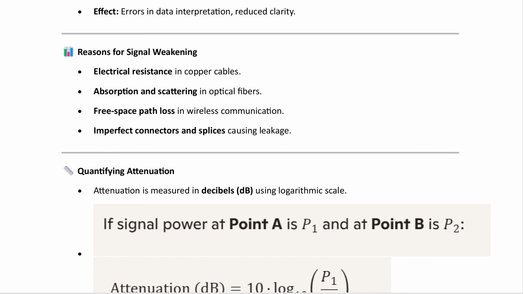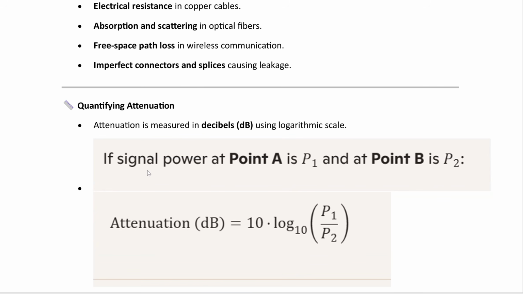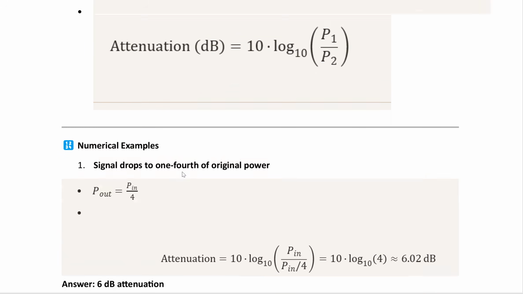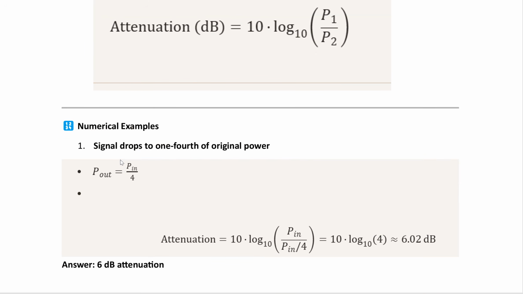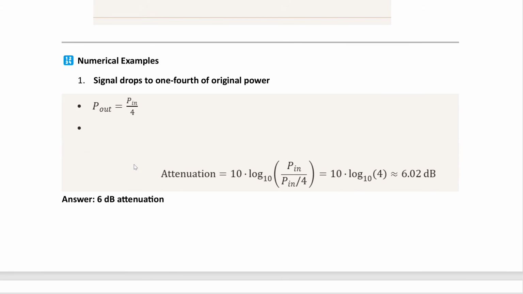Now, quantifying attenuation: attenuation can be measured in decibel using the logarithmic scale. So, if the signal power at point A is represented by P1 and at point B is P2, attenuation in decibel is equal to 10 log10 (P1/P2). So, in the question, we have to find the solution to two parts.